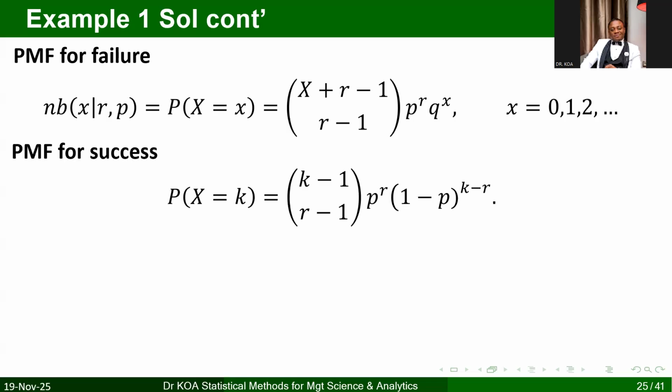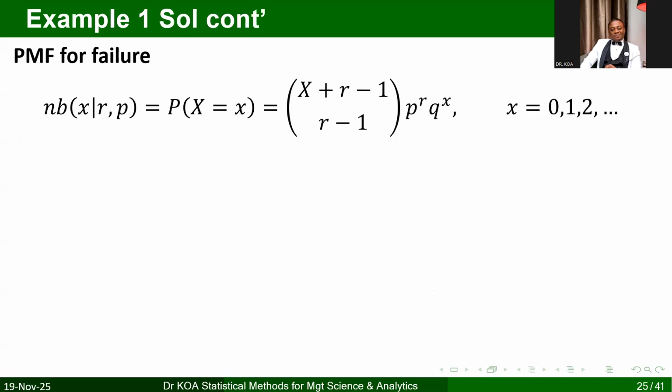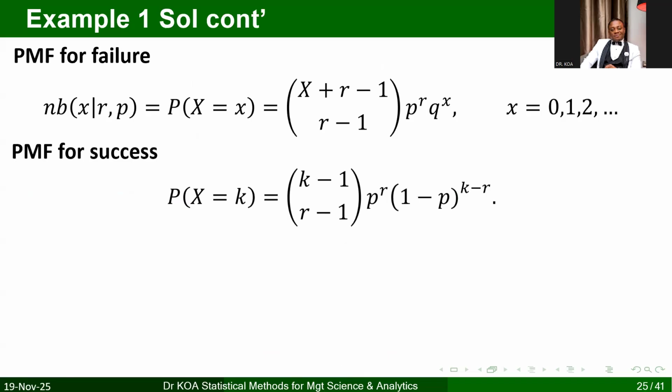So now, if you are to use the formula for the success, let's go back here. It says find the probability of X equals 7. That is success. Why do we know that? Because the probability you were given was not the probability of failure. In fact, I don't think you are ever given the probability of failure. You are given the probability of success, and you deduce the probability of failure from it. So in this question, the basketball player succeeds, so use the probability of failure formula. Please write it down as well.